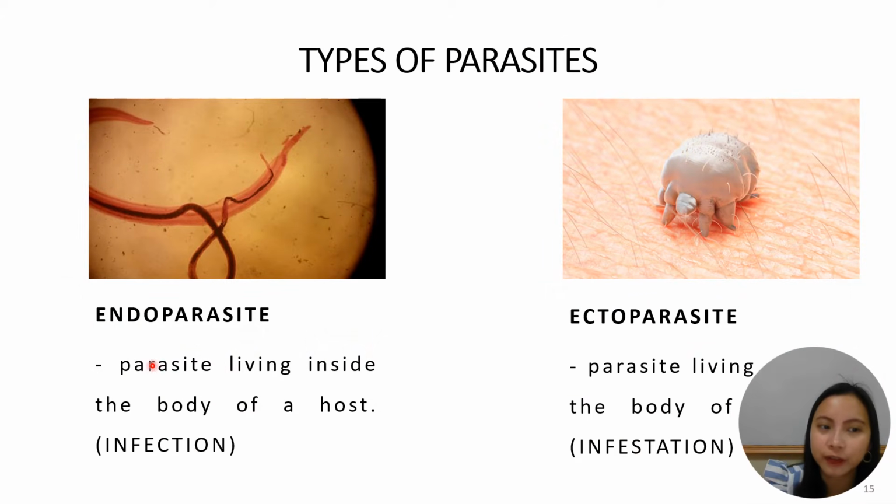Let's now define the difference between endoparasite and ectoparasite. An endoparasite, class, is a type of parasite that lives inside the body of a host. While an ectoparasite, from the word itself, lives outside or on the surface of the body of the host. All right? So once you see presence of endoparasites, class, you call that an infection.